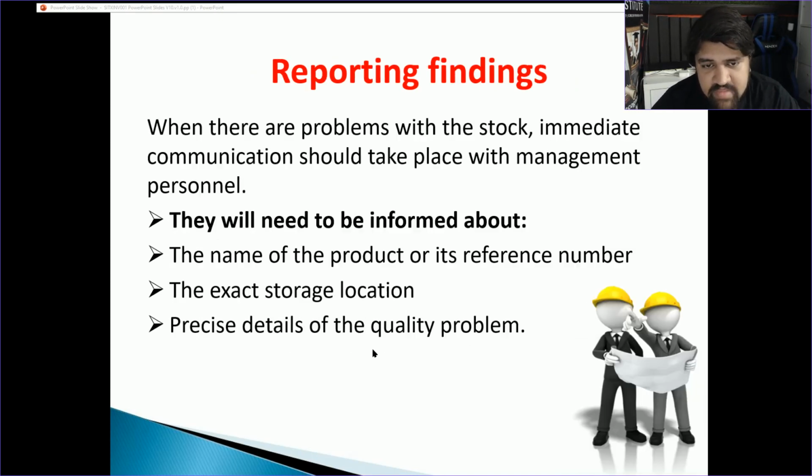Okay. Report findings. So when there are problems with the stocks, immediate communication should take place with management personnel. They will need to be informed about the name of the product, its reference number, the exact storage location, precise details of the quality problem. So now, based on that information, they can take the next step. They can go, okay, we don't need this item, we don't use it. Or they go, oh, we need this item today, how are we going to source it, where are we going to get it from, and how quickly can we get it? So they can take the action.